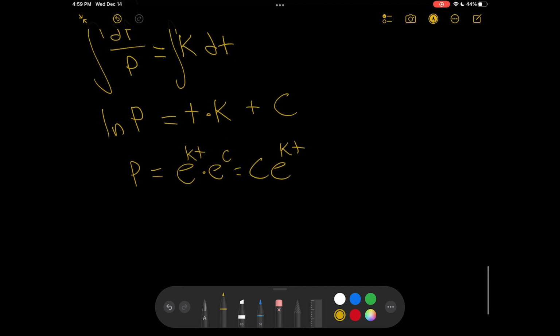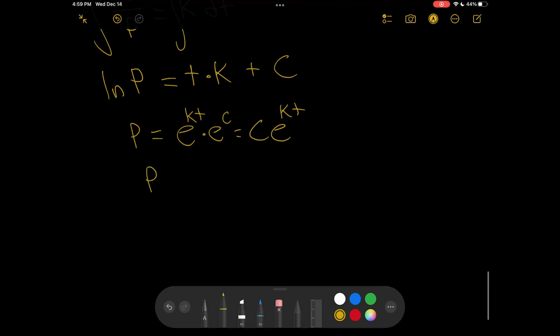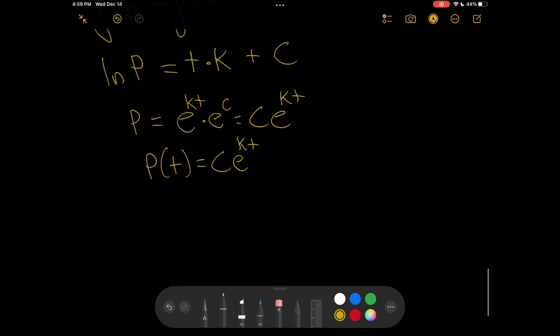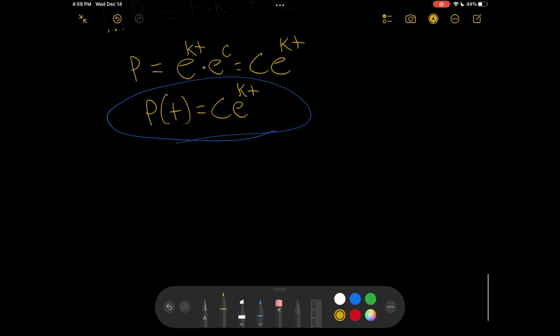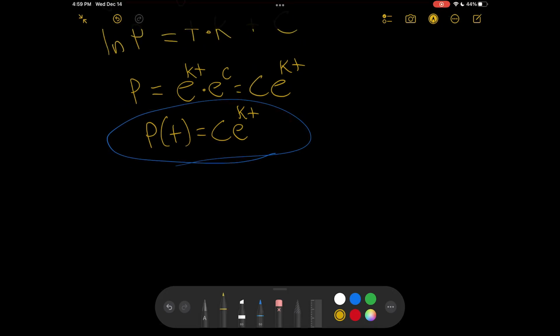So now we have two unknown variables. We have p of t is equal to a constant e to the kt. We have two unknown constants in our final answer. And this equation right here, you're probably going to see this quite a bit in your life, is the equation for population growth and decay, or exponential growth and decay. So what we need is we need two initial values. We need two values to find out what c and k are.